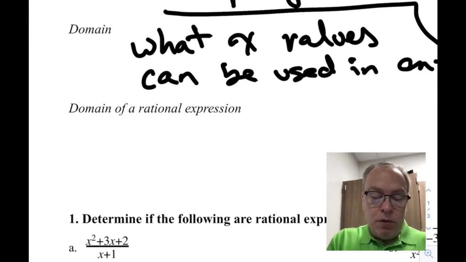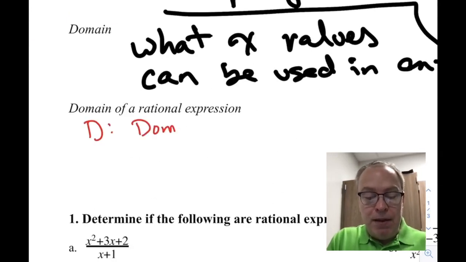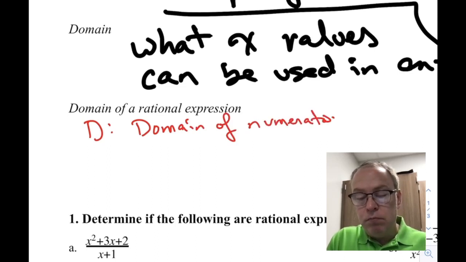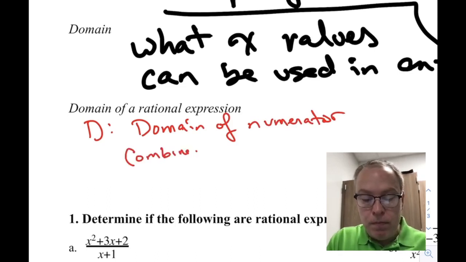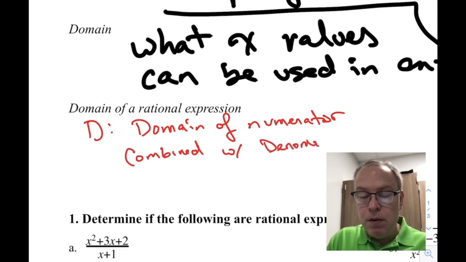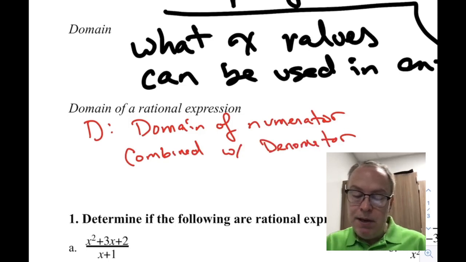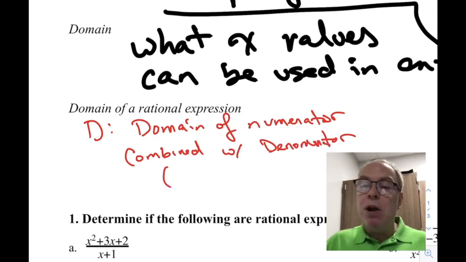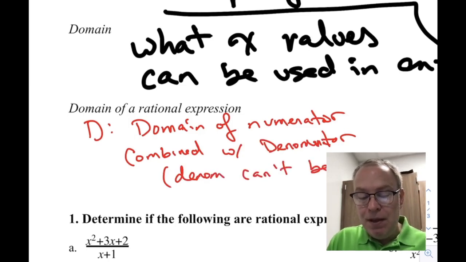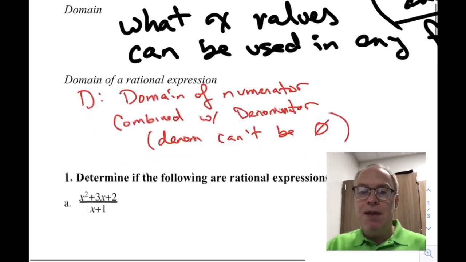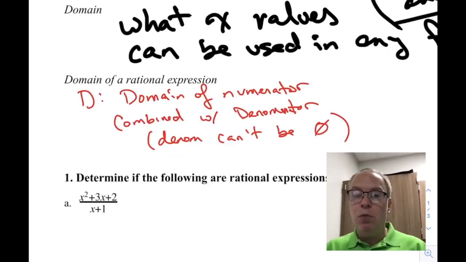So the domain is the domain of the numerator unioned or combined with the domain of the denominator, but also the denominator can't be 0. We have to watch out for that. The denominator cannot be 0 when we're talking about the domain of a rational expression.